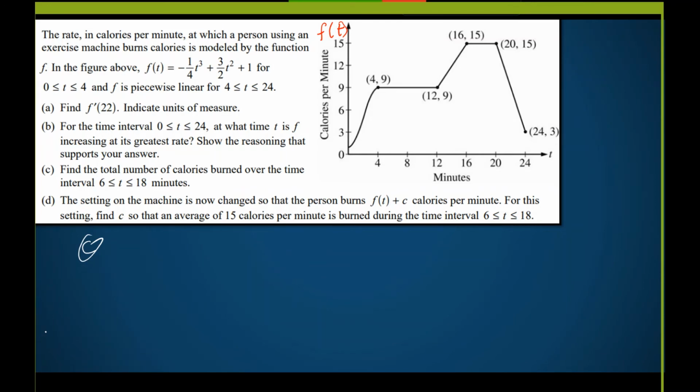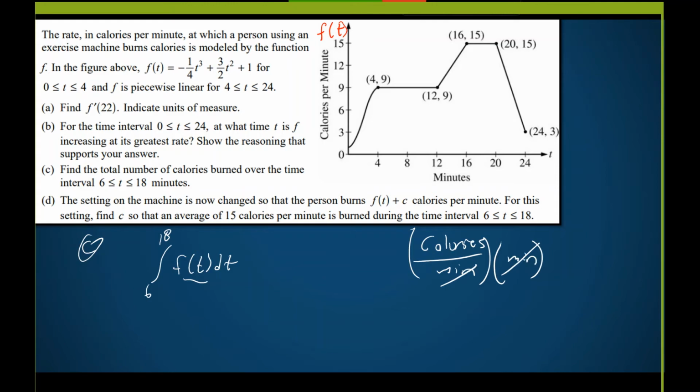Integrate. Every time we integrate, we're going to multiply our axis of y times our axis of x. If I integrate f of t from 6 to 18, our units will go from calories per minute, which is f of t, and then when I multiply times dt, that'll be minutes, which will cancel, and I'll be left with calories. So if I want to know how many calories we burned from the 6 minute mark to the 18-minute mark, I would have to integrate our function here from 6 to 18.